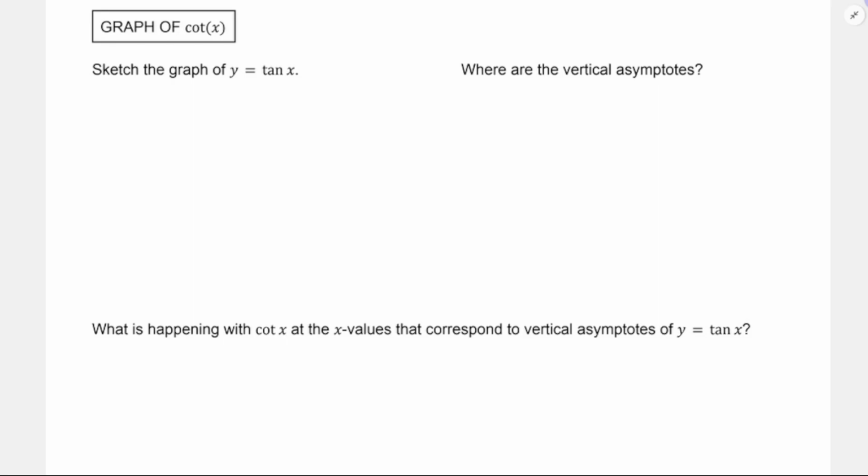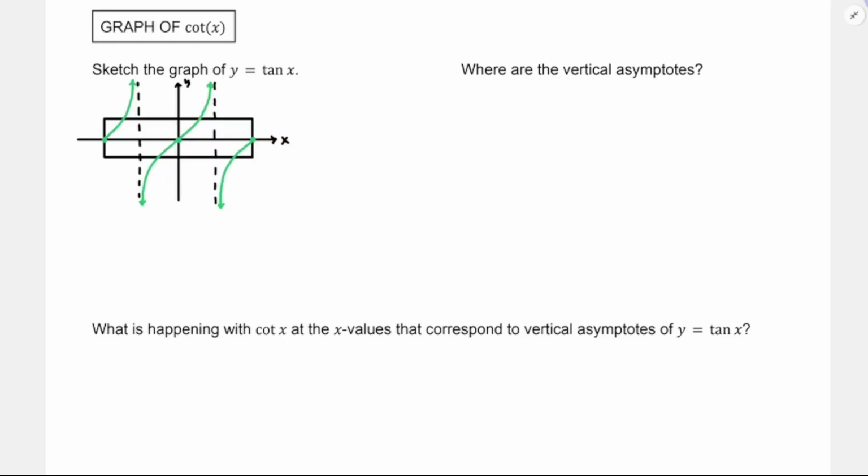We've done this before. If you have no idea where this graph comes from, you could go back and watch a video of me graphing y equals tangent x for the first time with lots of detail. I would remind you that the vertical asymptotes, well, tangent x is equal to sine x over cosine x, and the cause of a vertical asymptote is division by 0. So these are places where cosine x equals 0, and that's going to be, on this graph, pi over 2 and negative pi over 2.